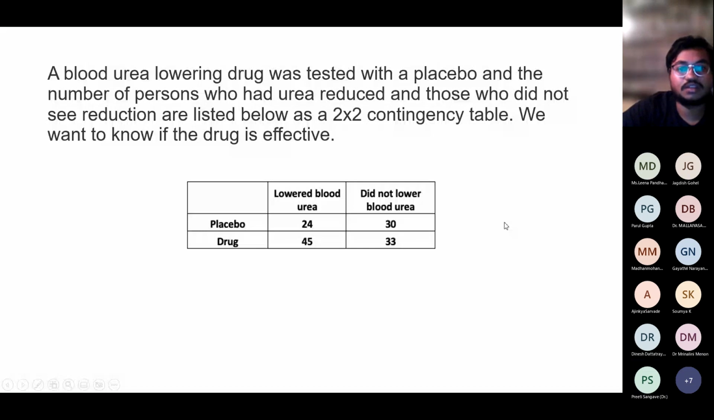But in cases like this, where we are trying to find if a drug is effective or if it works better than something else, then we know that we have to do a one-tailed test to see if it's better than the alternative. Okay. Thank you, sir. Is that clear? Yeah, sir.